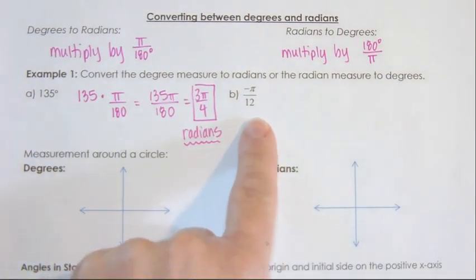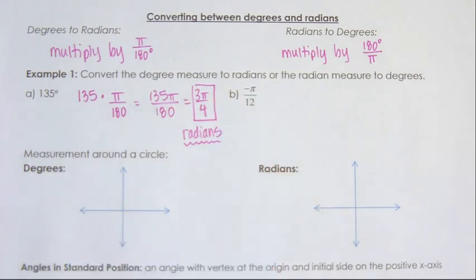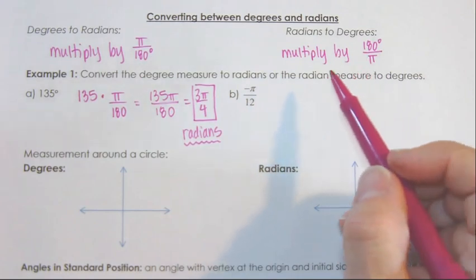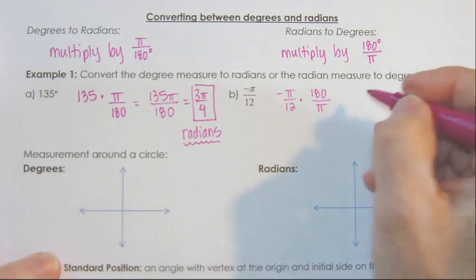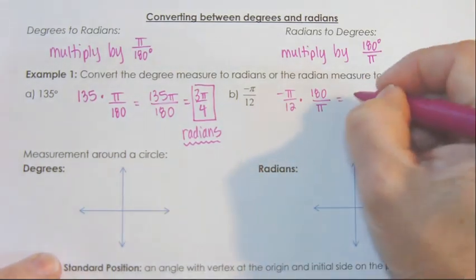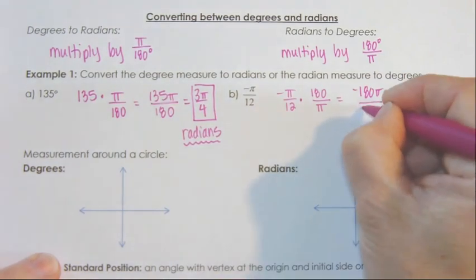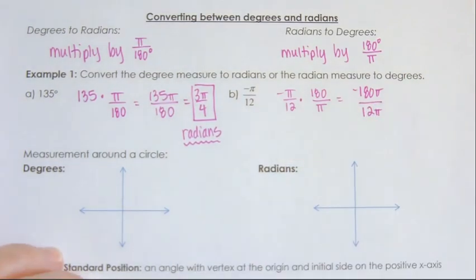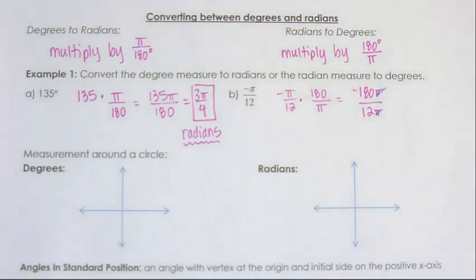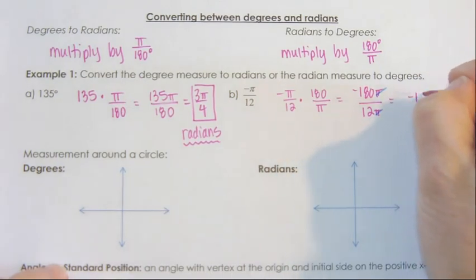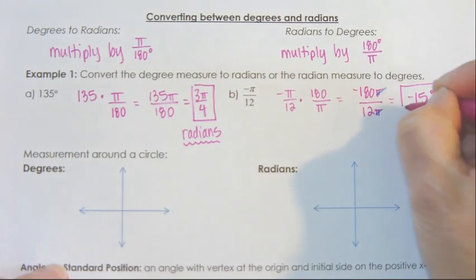All right, now you're given a radian measure. I can tell it's radians because it has the pi in it. We want to convert this to degrees, so you're going to multiply by 180 over pi. When you multiply this across, you're going to get negative 180 pi over 12 pi. Notice that those pi symbols are going to cross out, and you just have negative 180 over 12, which reduces to negative 15 degrees.